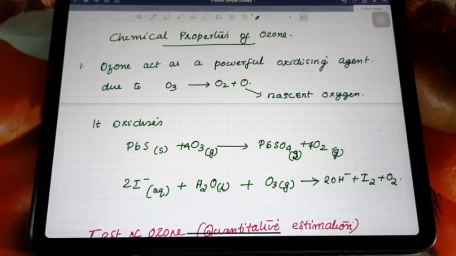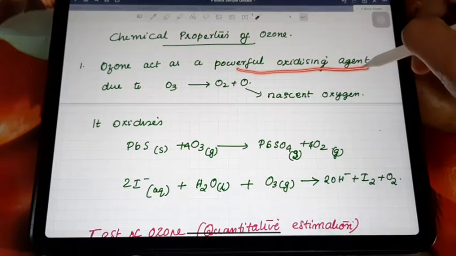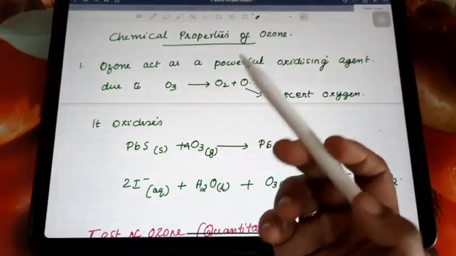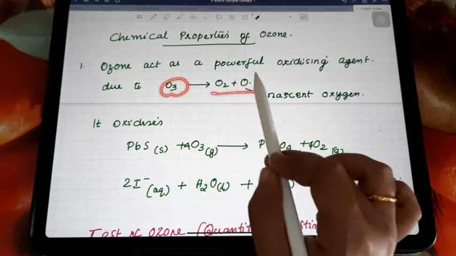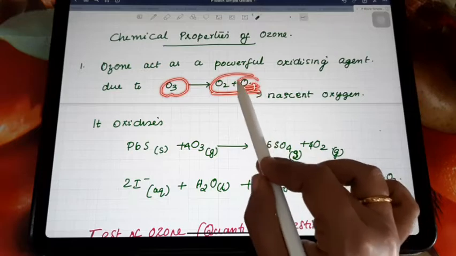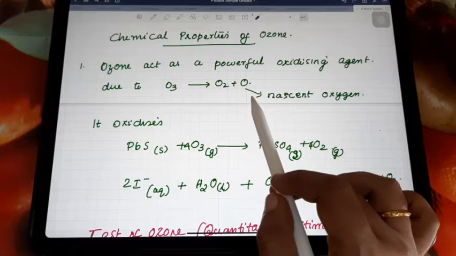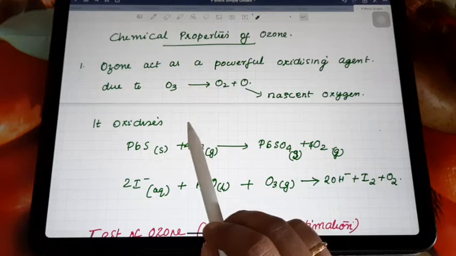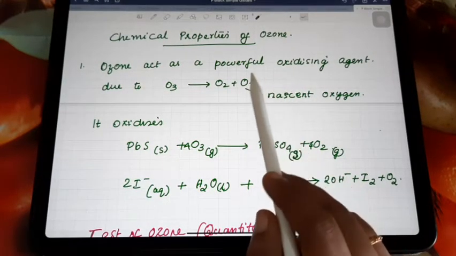Next one, chemical properties of ozone. Ozone acts as a powerful oxidizing agent. Oxidizing agent means it helps others to oxidize. So why is it such a powerful oxidizing agent? Because ozone has a chance to change into O2 plus O, and this O alone is said to be the nascent oxygen. This nascent oxygen formed due to its decomposition is responsible for the oxidizing power, the oxidation of a number of substances.